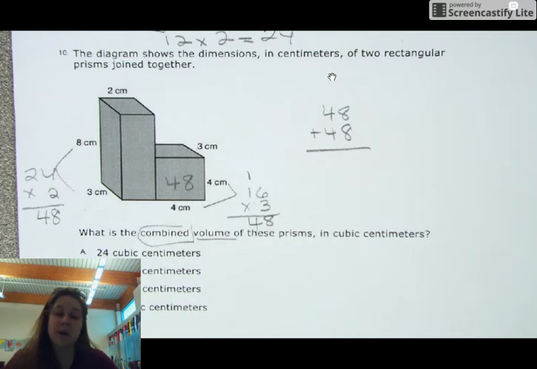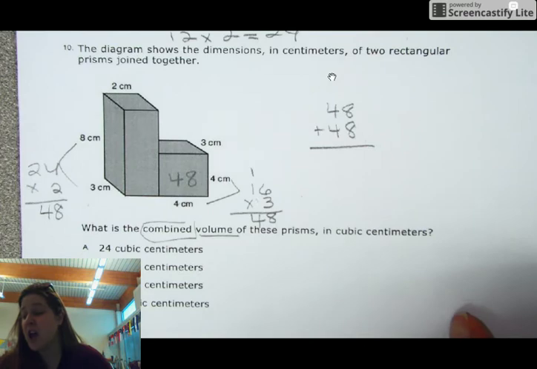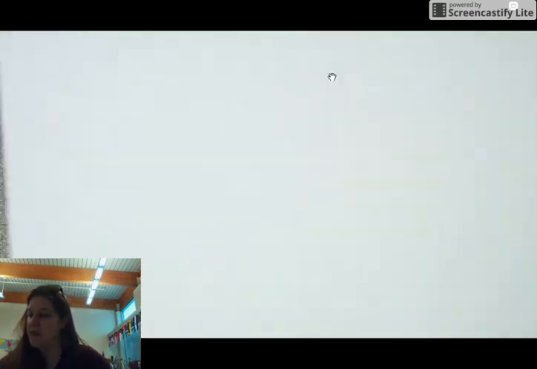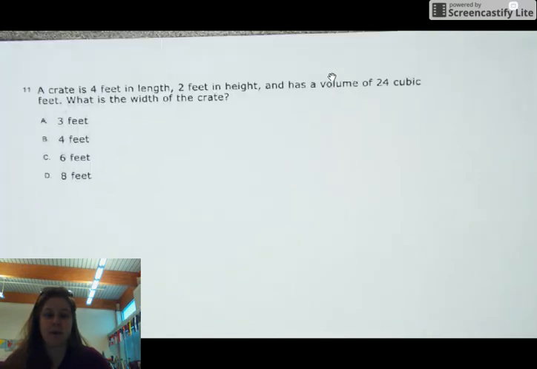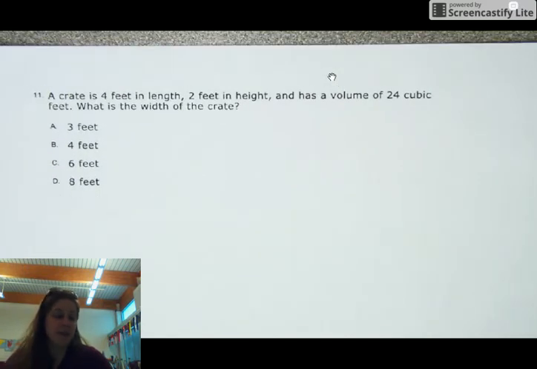And normally we only have 10 questions. But this one, I thought I'd give you 11. So this will be worth 33 points. And the final question in this segment is question 11. A crate is 4 feet in length, 2 feet in height, and has a volume of 24 cubic feet. What is the width of the crate?